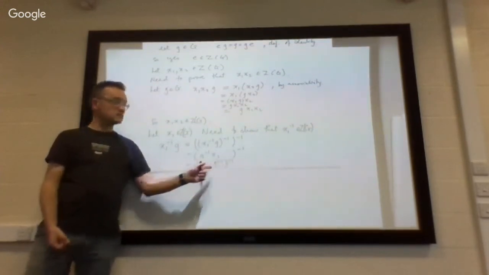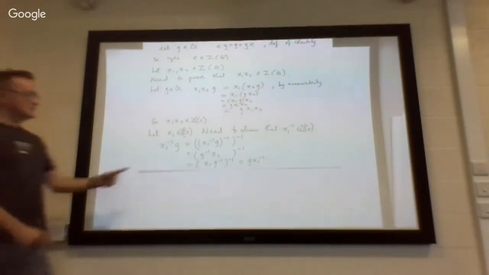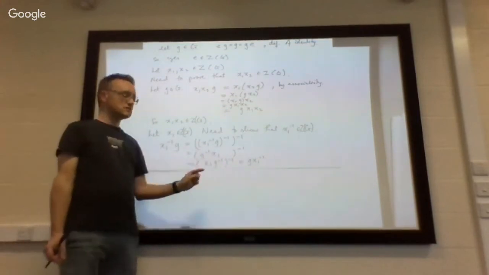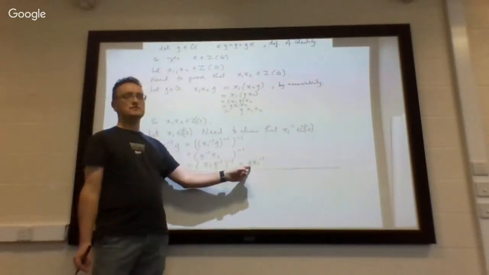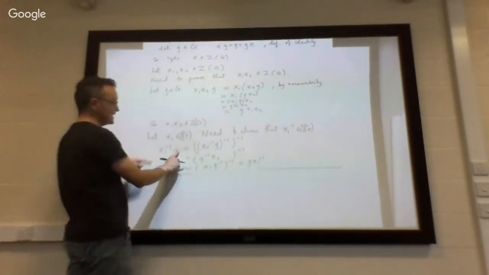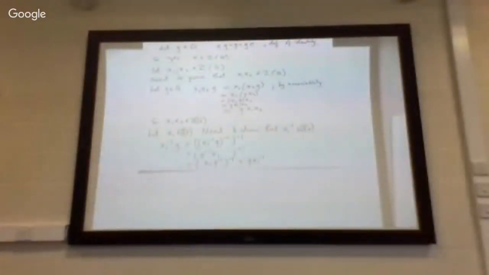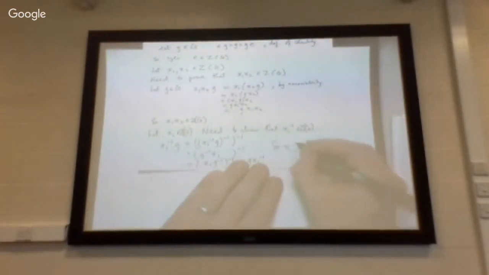Now we've got this inverse to apply, and what happens when you apply that inverse? Remember, shoes and socks: it's the product of the inverses, but in the opposite order. So the inverse of g inverse comes first, so g inverse inverse, in other words g, multiplied by x1 inverse. So there it is, from beginning to end. We've taken any g and popped the x1 inverse over to the other side. So x1 inverse is indeed in the center. So Z(G) is a subgroup.